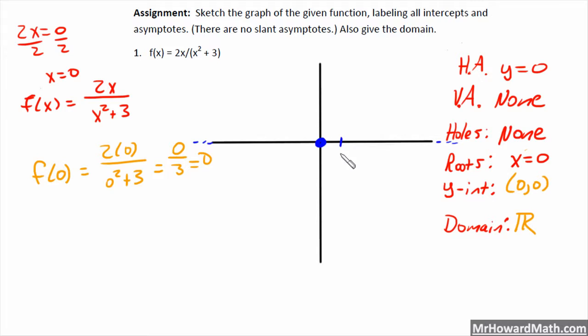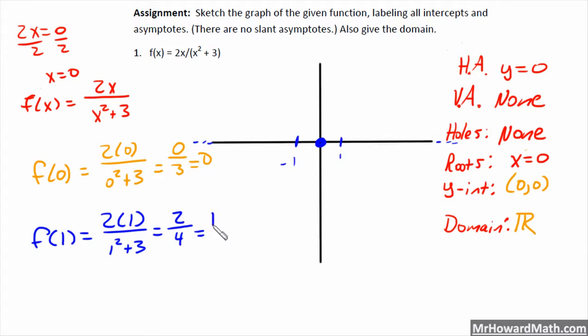I'll evaluate the function at 1, and I'll evaluate the function at -1, and that should be enough to tell us what's going on. So f of 1 would be equal to 2 times 1 over 1 squared plus 3. I'm just subbing in a 1 for these x's. I chose an easy number like 1 because that makes it easy. So 2 over 1 squared is 1, plus 3 is 4, so 2 over 4 is 1/2. So that would be at (1, 1/2), so there's a point right there.